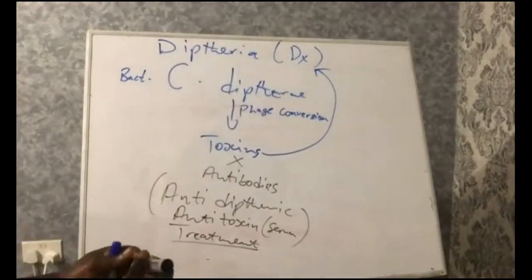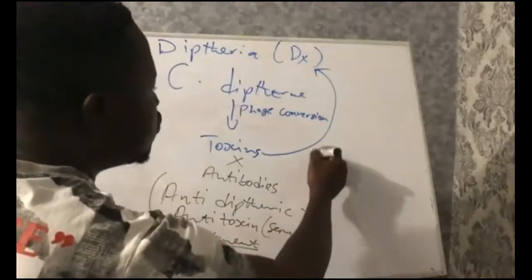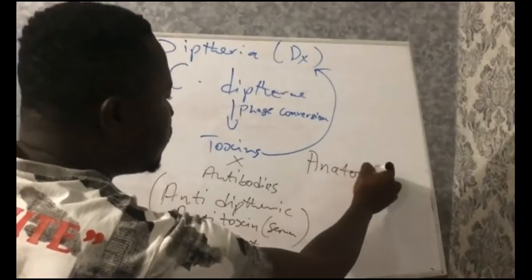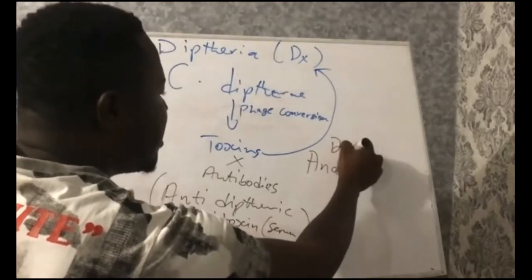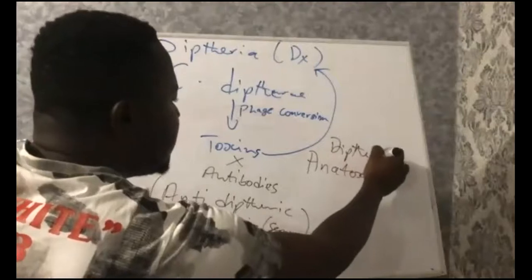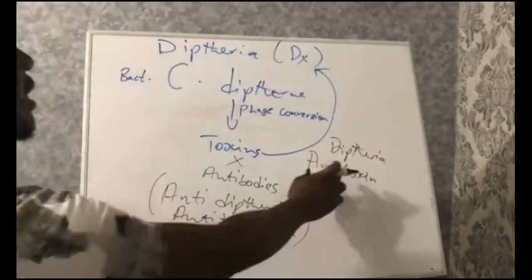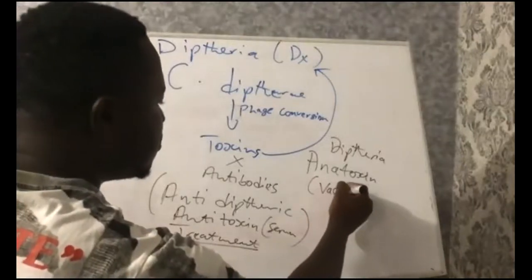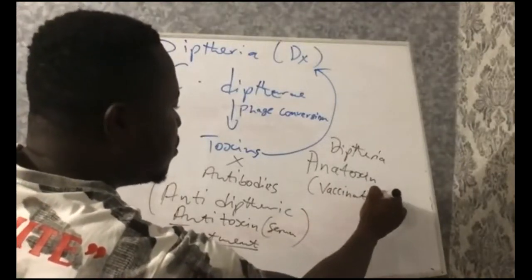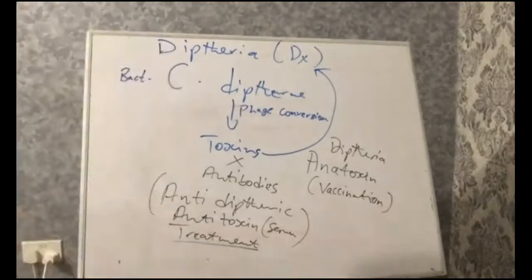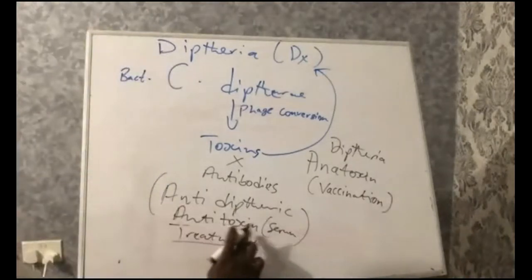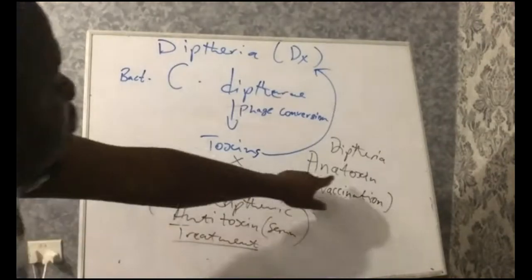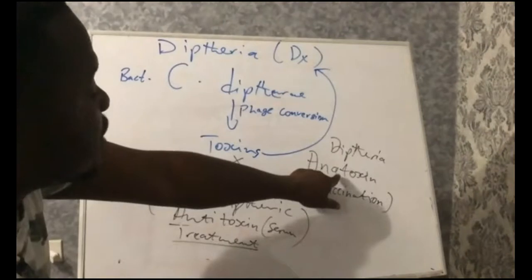But I was telling you, don't get confused with the diphtheria anatoxin. This anatoxin here, we use it for vaccination. Okay, we use it for what? Vaccination. This anti-diphtheric antitoxin, we use it for what? Treatment. And I was trying to explain to you what the anatoxin is.